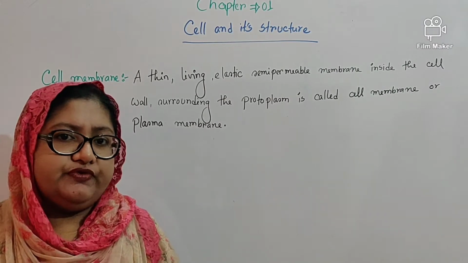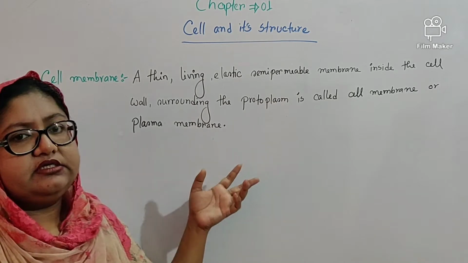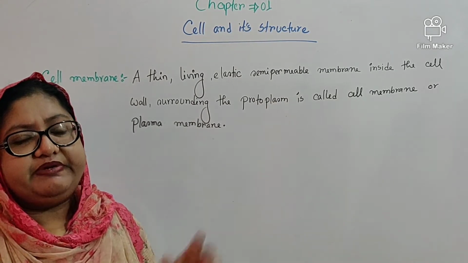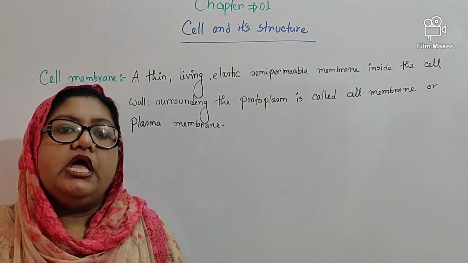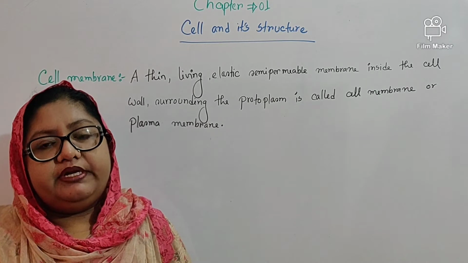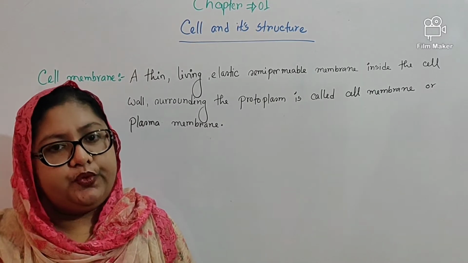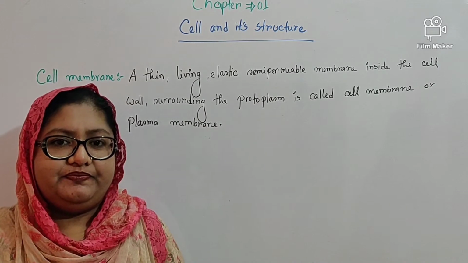In the structure of cell membrane, there are two protein layers at the outside and there is a lipid layer at the innermost side. This is known as unit membrane. So what is the definition of unit membrane? The membrane that consists of protein, lipid and protein is called unit membrane.